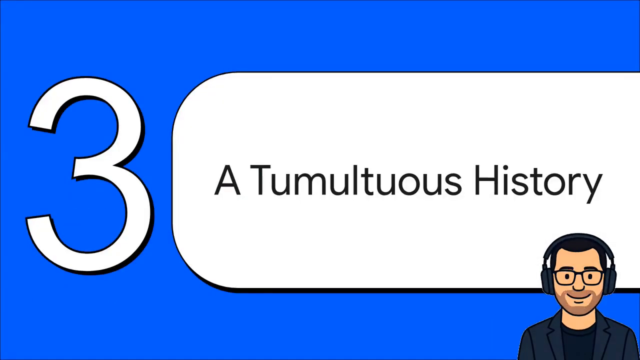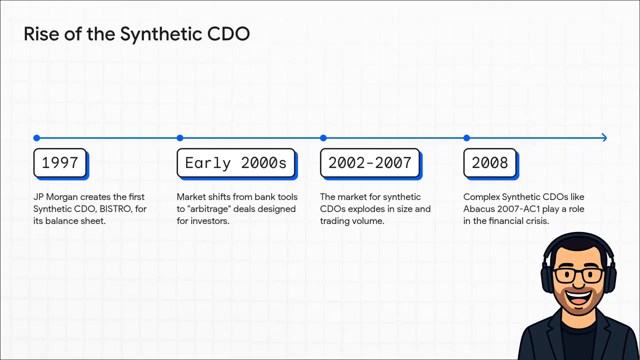Okay, so we've got the mechanics down, but to understand the true market-shaking power of this thing, you have to look at its history. Its rise from just some niche financial product to the absolute center of the global economy happened astonishingly fast. Believe it or not, it all kicked off back in 1997. JP Morgan cooked up the very first synthetic CDO as a pretty clever way for the bank to manage risk on its own books.